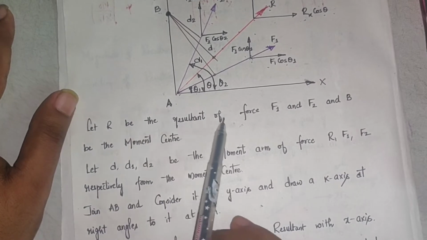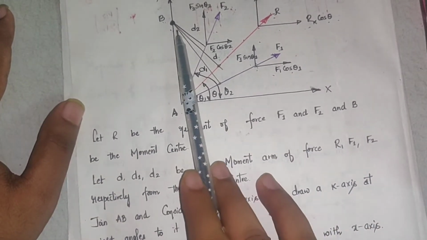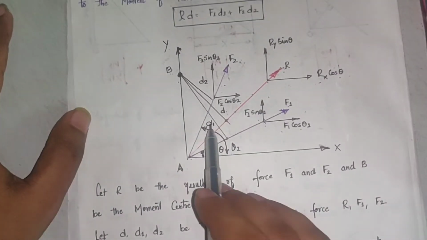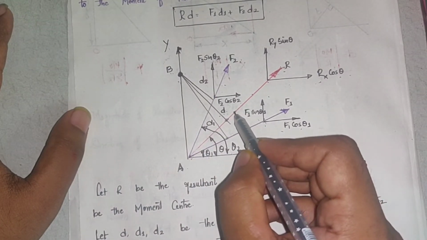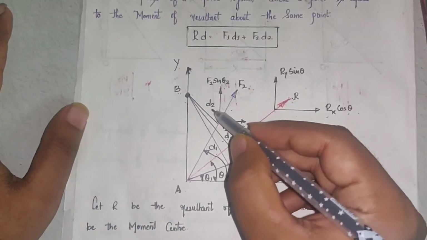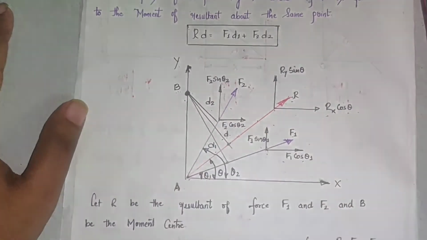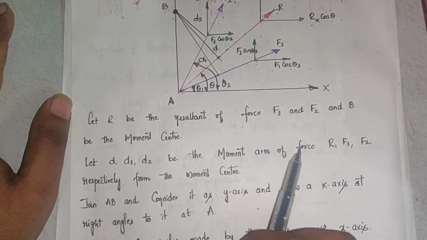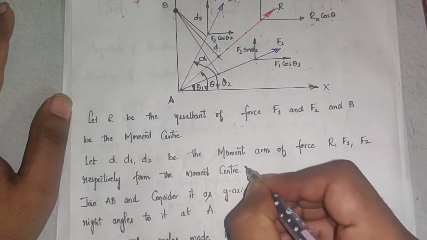Let R be the resultant of forces F1 and F2 and B be the moment center. Let D be the perpendicular distance of the resultant R, D1 the perpendicular distance of force F1, and D2 the perpendicular distance of force F2 about point B. So D, D1, D2 are the moment arms, or perpendicular distances, of forces R, F1, F2 respectively from the moment center B.